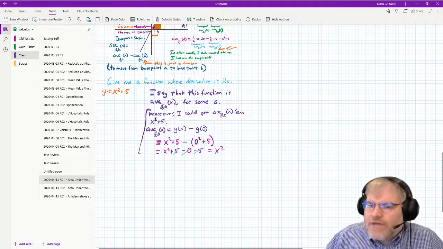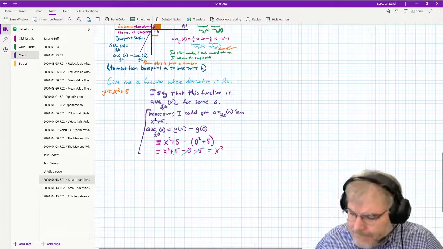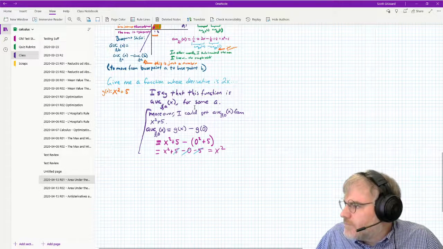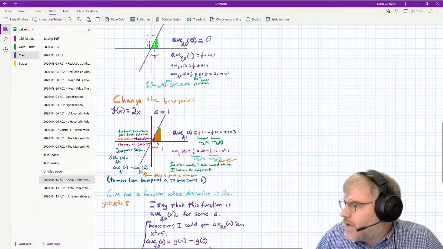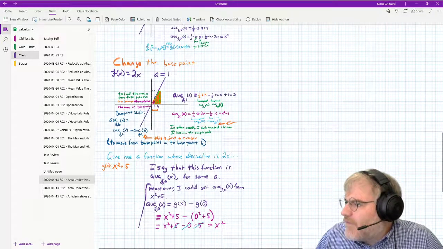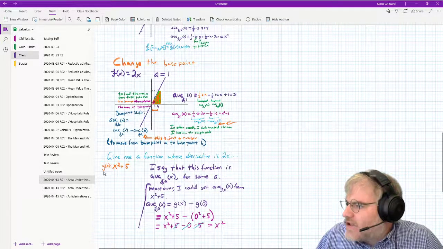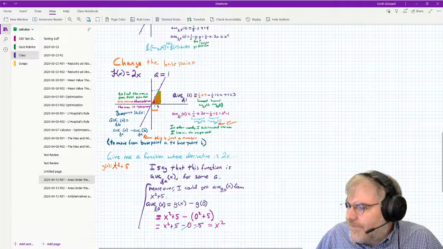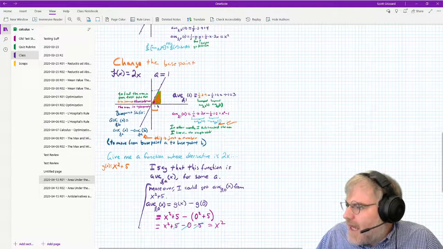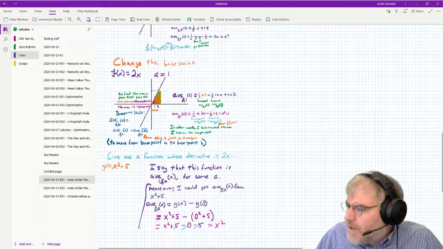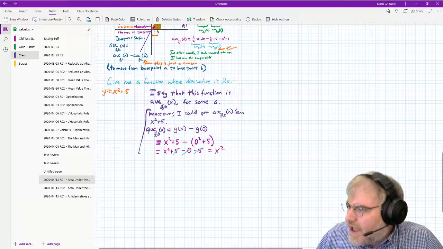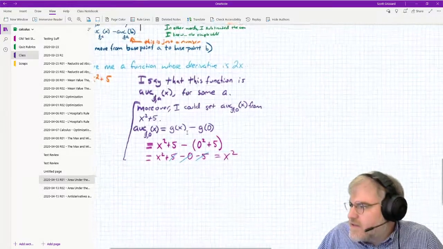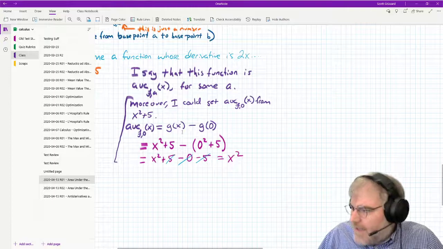Yes, so I took an antiderivative. That was the G. So where was G? Yes, f of x equaled 2x. That gave me a G of x of x squared plus 5. I don't care what it is. So here was f and here was the G. So I was computing AUC of f and I used G. And that's right there.